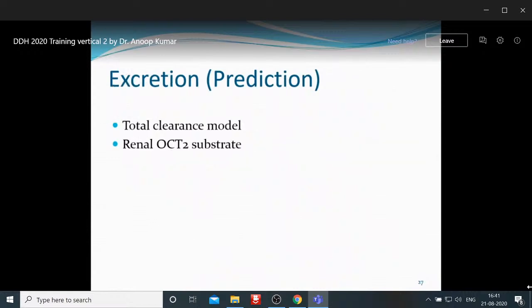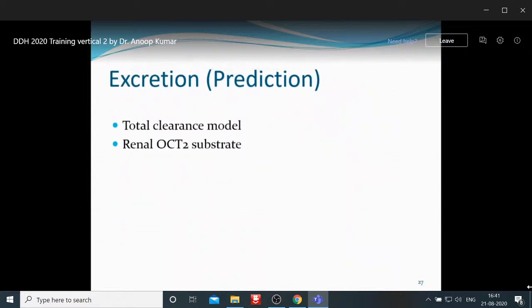Another, excretion, we can predict through total clearance models. Clearance, as you know, is your drug removal per minute. So we can predict what the clearance level of that molecule is. We can predict the renal OCT2 substrate. This is the renal uptake transporter which is present on the PCT, proximal convoluted tubule. This OCT2 is an organic cation transporter. So we can predict whether your molecule is going to be excreted much faster or slower.